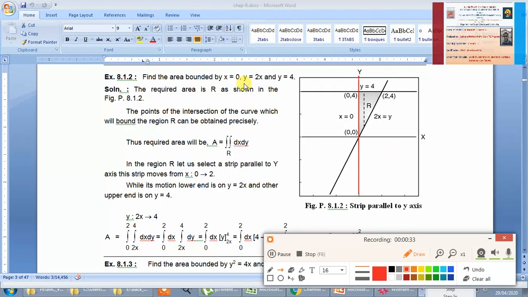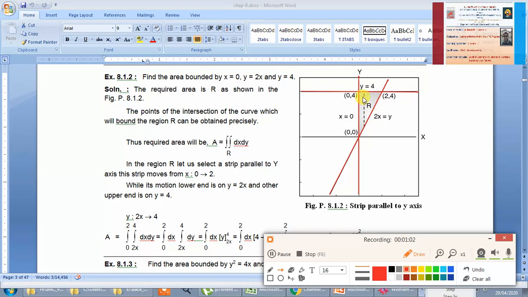Where is the second curve? The second curve is y equal to 2x. Y equal to x is passing through the origin, and y equal to 2x also is passing through the origin. So this is your y equal to 2x. Then find the point of intersection. If you put x equal to 0, y will be 4. Now the last curve is y equal to 4. Y equal to 4 is this curve. So the point of intersection we can very easily find out.